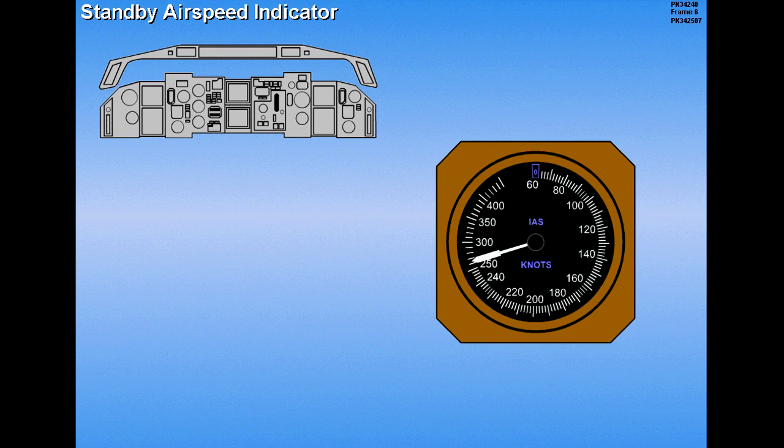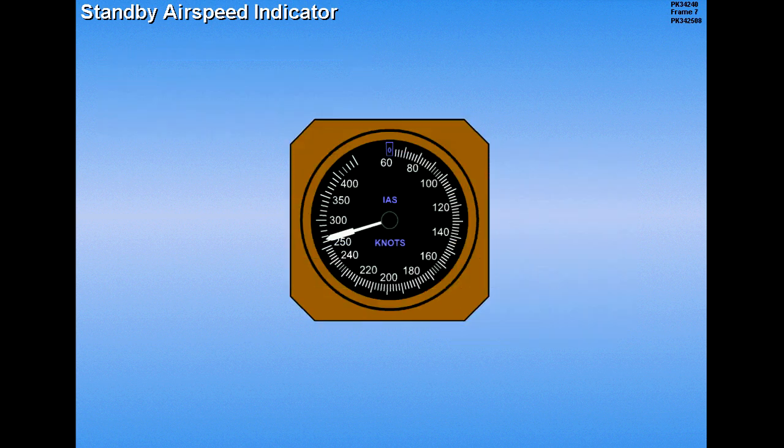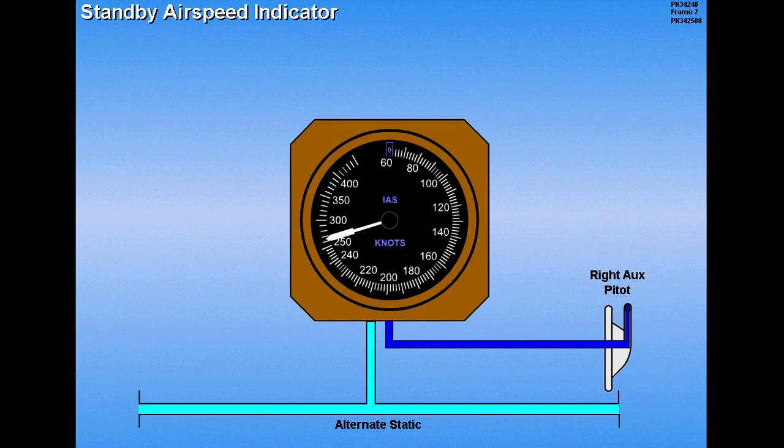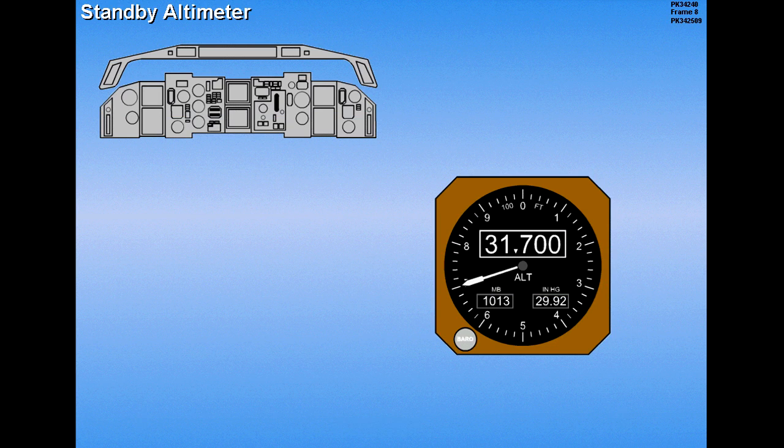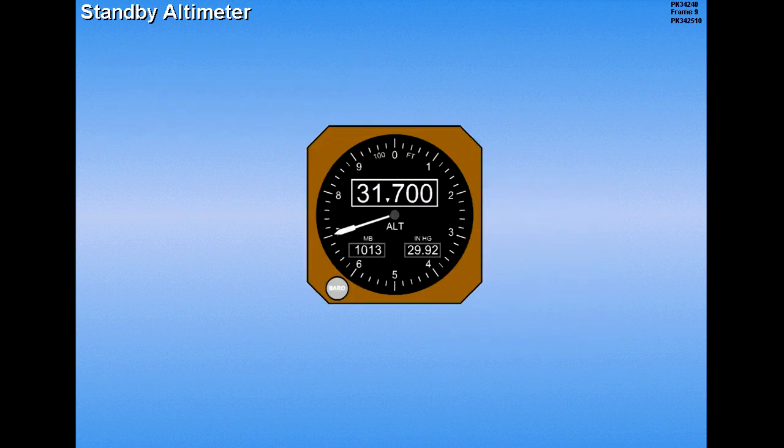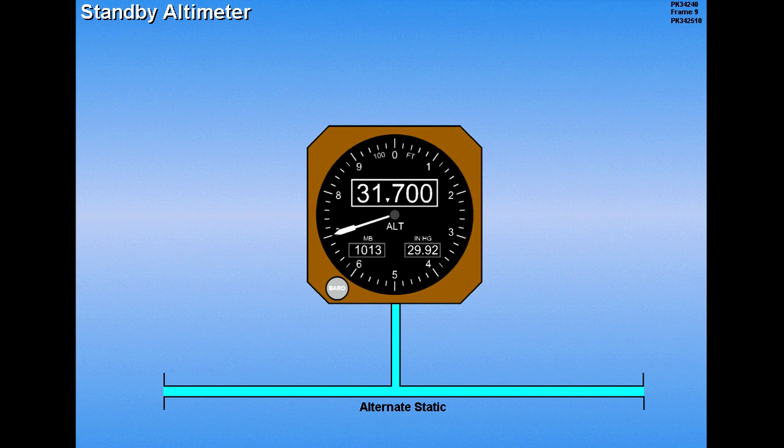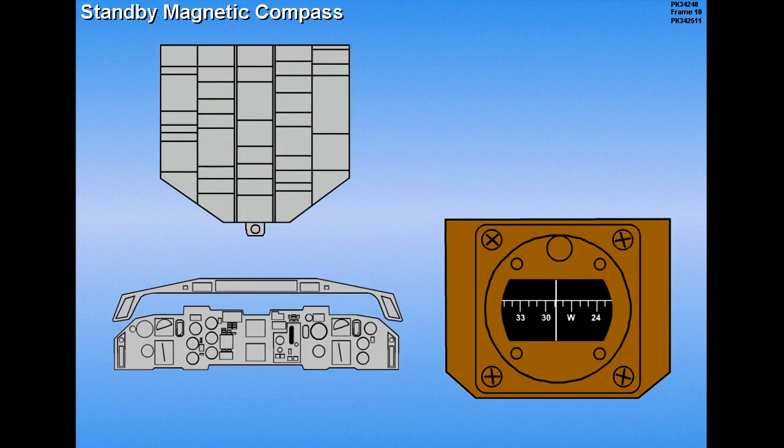The pitot-static standby airspeed indicator is located on the center instrument panel. The indicator receives pressure from the right auxiliary pitot tube and the alternate static ports. The standby altimeter is also located on the center instrument panel. The standby altimeter uses the alternate static source. A conventional standby magnetic compass is located beneath the overhead panel.